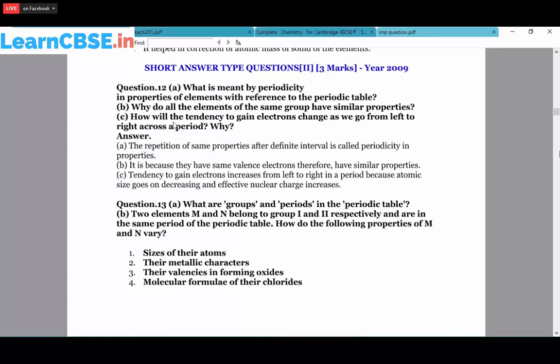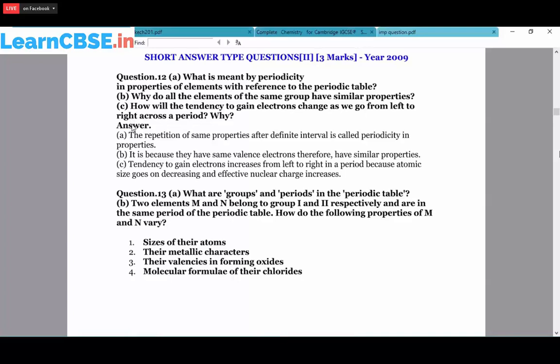How will the tendency to gain electrons change as we go from left to right across a period? Why? So, the gaining of electrons from left to right. On the left we have metals, on the right we have non-metals. The left always loses electrons, the right always gains electrons. So the tendency of gaining electrons increases from left to right in a period, because the atomic size goes on decreasing and the effective nuclear charge increases.